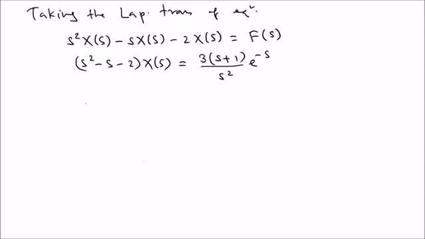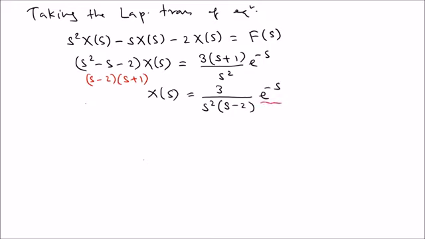So what are the factors of this? s minus 2 and s plus 1. So when you divide, s plus 1 gets cancelled, and you get X(s) equals 3 over s squared (s minus 2) times e to the minus s. If you have e to the minus s, what we normally do is first find the inverse Laplace transform of the rest of the function, and then use the second shifting theorem. That's what we normally do.